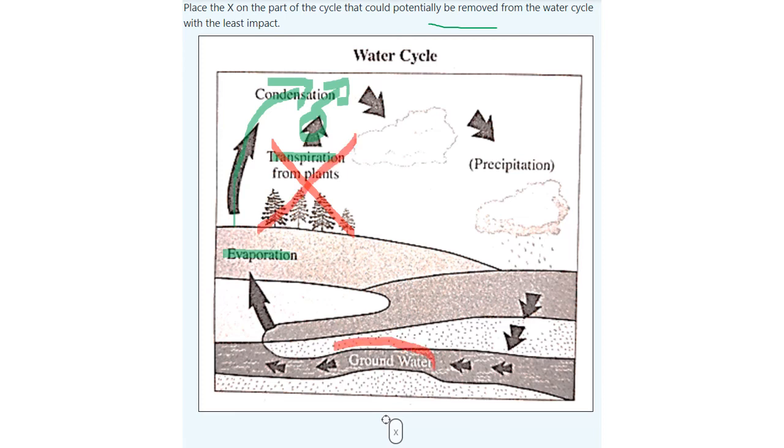Evaporation from the groundwater to evaporation to condensation. This is very important. The transpiration takes a little bit of water from the ground up through the roots and releases a little bit of water after photosynthesis. This is a small part, and we can guess that it's a small part looking at the size of the arrow. This is a small part of the water cycle.